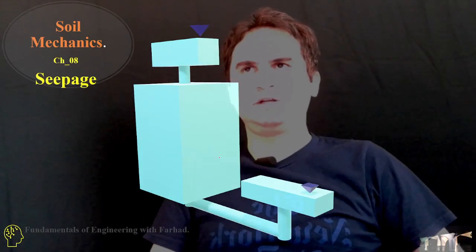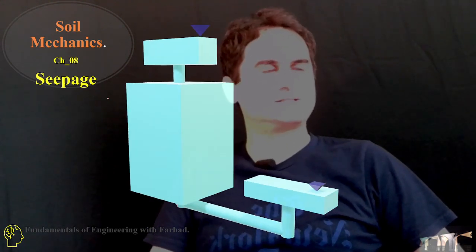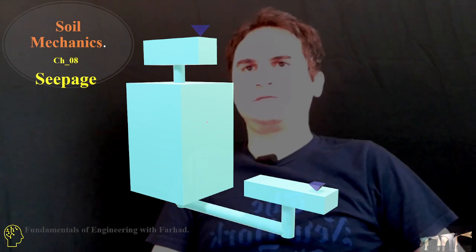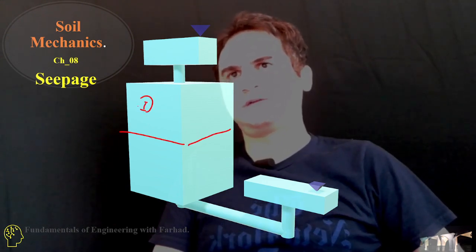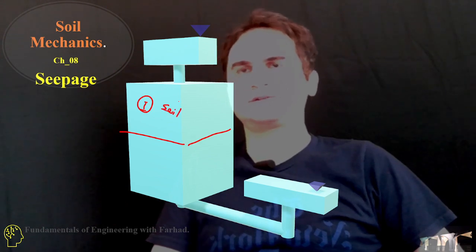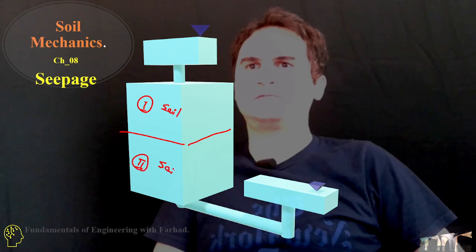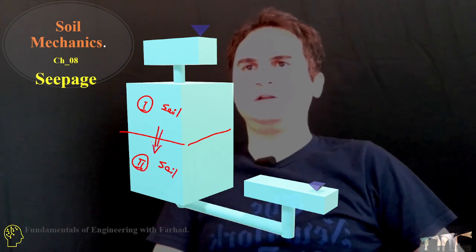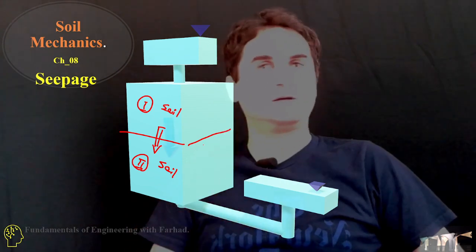Geotechnical Engineering, Part A, Soil Mechanics, Chapter 8, Seepage. We want to continue to solve a problem consisting of a soil with two layers, soil 1 and soil 2, with a one-dimensional seepage in the z direction.